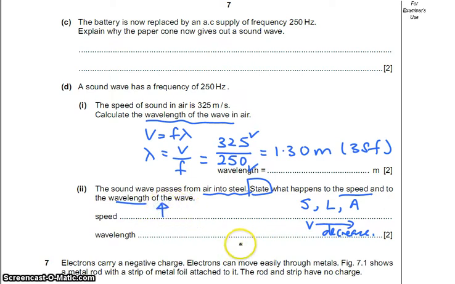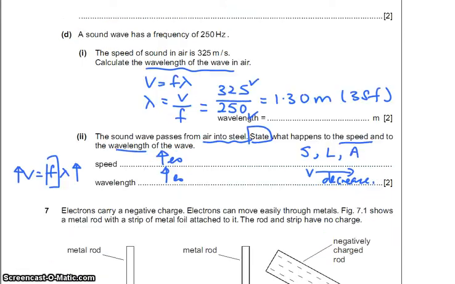Right, it should increase. And then now you got to talk about the wavelength, but before that we must remember V is equal to F lambda. So in this case, if the speed of sound in steel increases, and bear in mind frequency is always constant, so your wavelength would have also increased. So remember that, but there's no need to explain, you just have to state. Okay, let's move on to the next question.